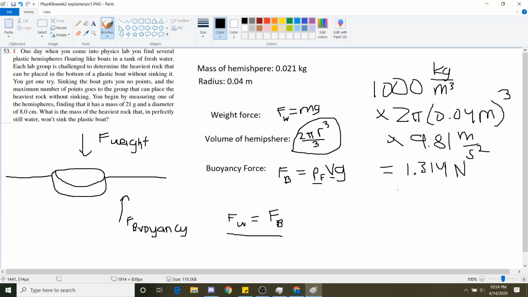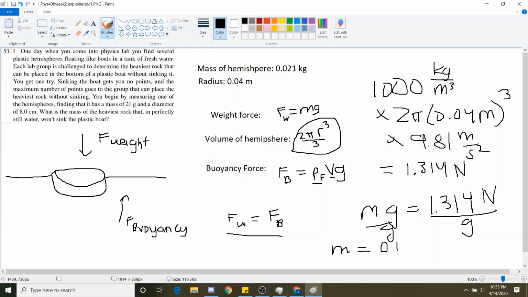And since this is the force of the buoyancy, we set it equal to the weight force, which is mg. So mg equals 1.314 newtons. Divide both sides by g, which is just 9.81. So we get m is equal to 0.134 kilograms.